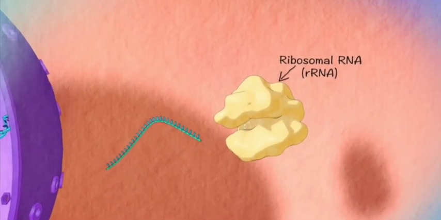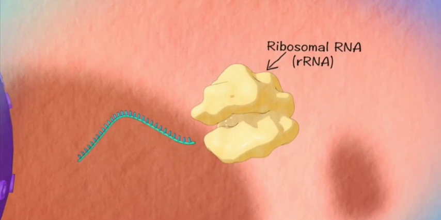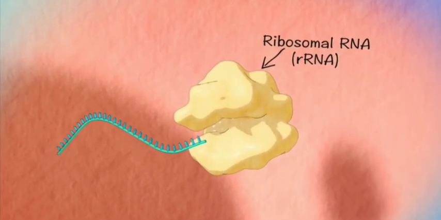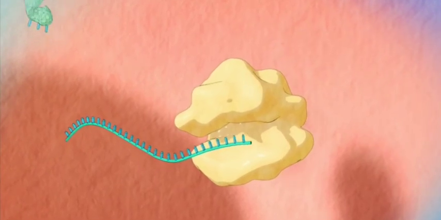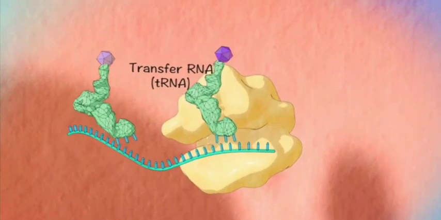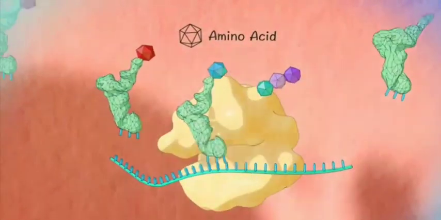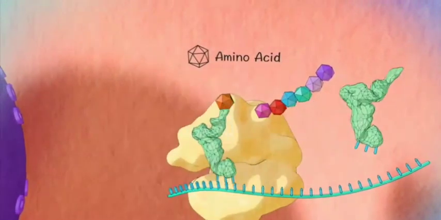The ribosome, which is made out of ribosomal RNA and proteins, is the site where this recipe is read and translated into a protein. Finally, transfer RNA in the cytoplasm brings specific amino acids to the ribosome so that the particular protein encoded by the recipe can be made.